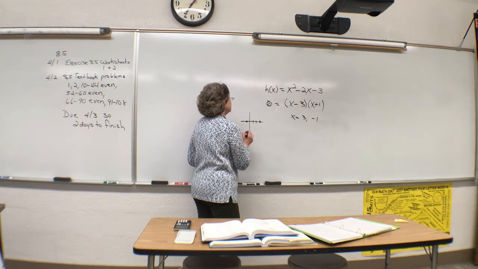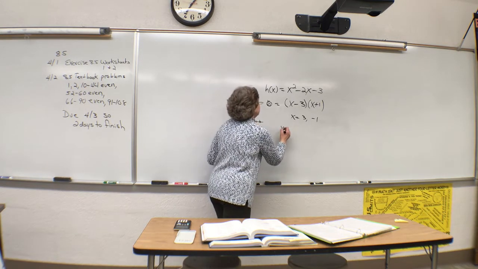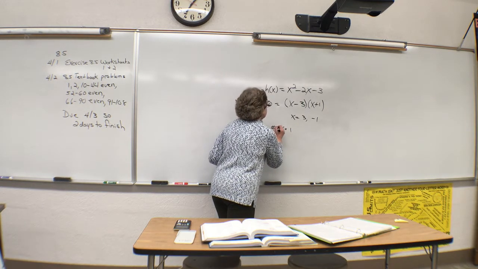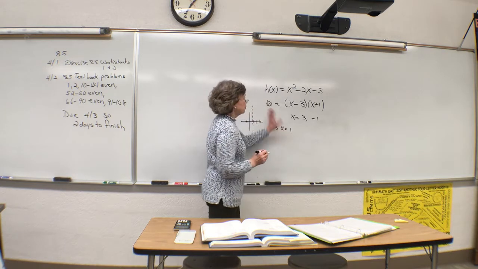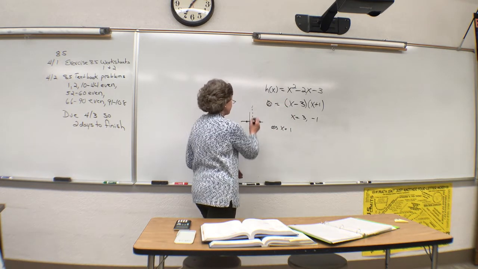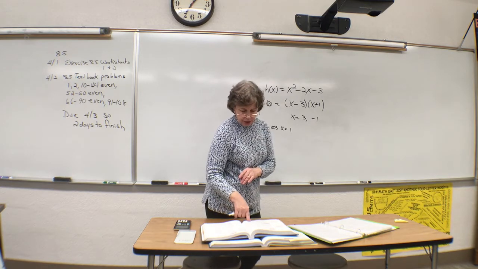I've got negative 1, that's a point. That axis of symmetry is right in the middle, so when x equals 1, that's the axis of symmetry. And I have a vertex. I'm going to put 1 back in and see what we have. So I'll have a vertex at 1. We know it opens up, so somewhere opening up, and your book graphed it for you.